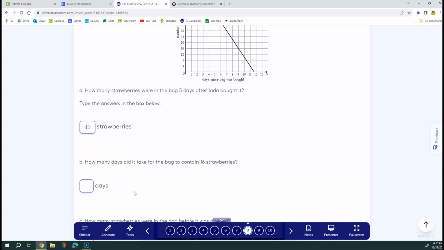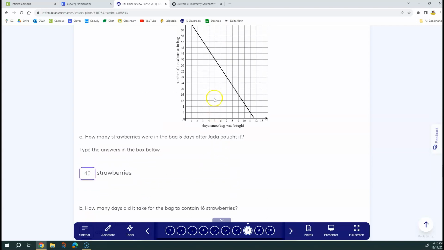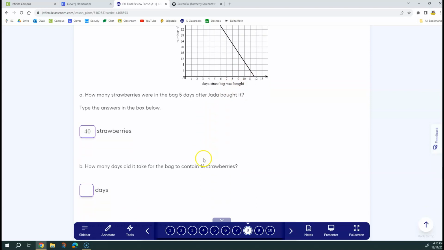How many days did it take for the bag to contain 16 strawberries? So we want to know, okay, number of strawberries in the bag. So we're looking for how many days for 16. So here's 16 on number of strawberries. I'm just going to follow that across until I get to the line. And how many days was that? 9.